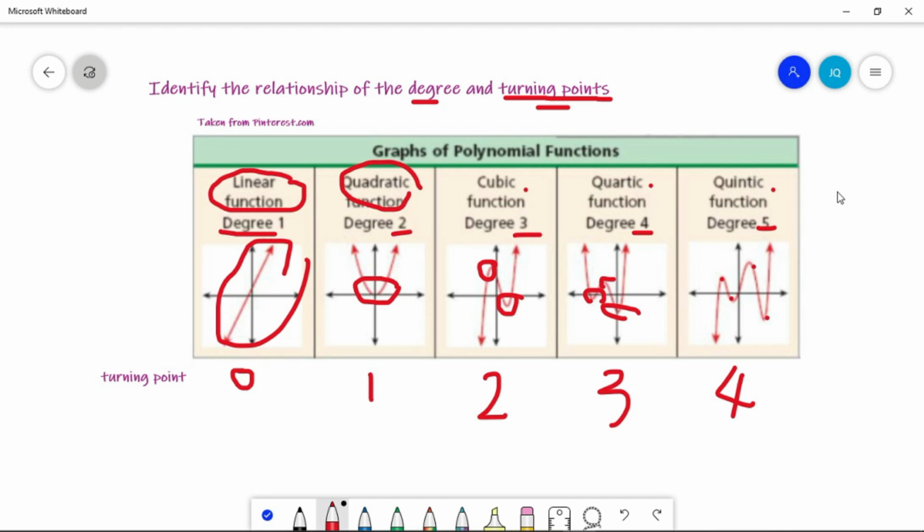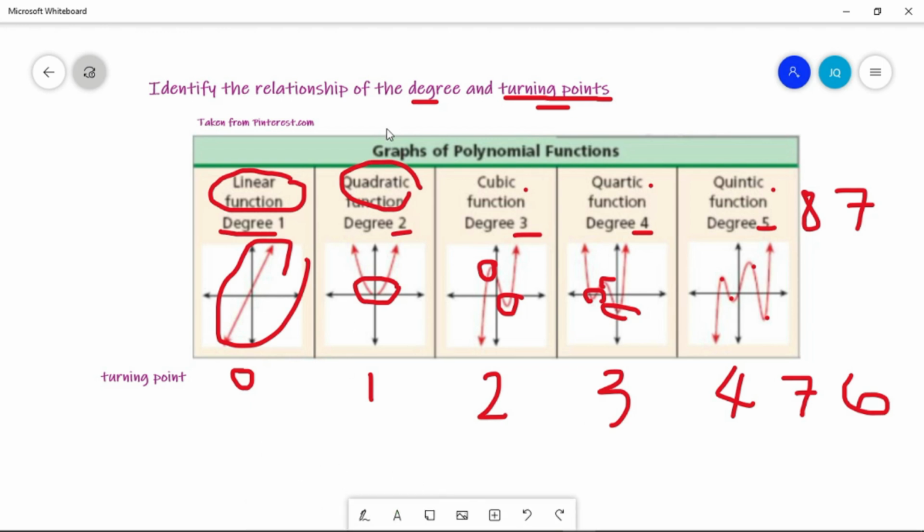So what do you think if the degree is 7? How many turning points? That's very good. 6. If the degree is 8, how many turning points? That's 7. So what do you think is the relationship between the degree and the turning points?